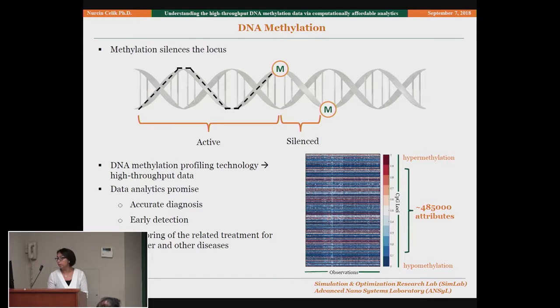However, the profiling of this DNA methylation is not an easy task, mostly because of the size of the data.